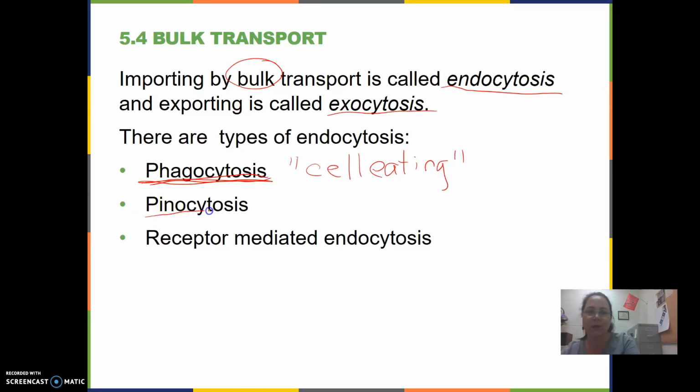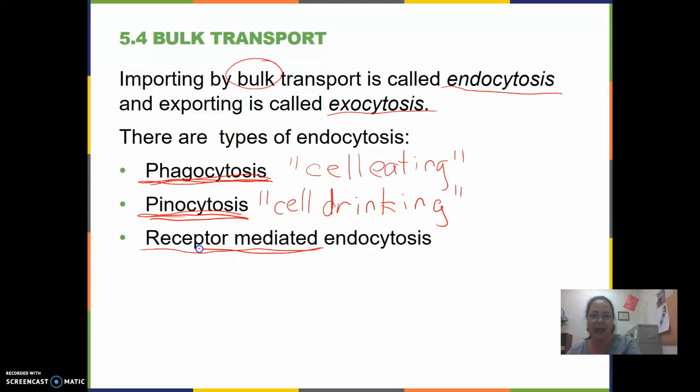Pinocytosis is when the cell brings in some type of solution, so it's often called cell drinking. And then there is a specific type of endocytosis called receptor-mediated endocytosis, where the material that's brought in has to bind to receptors on the plasma membrane before it can be imported into the cell. So it is a specific type of import.